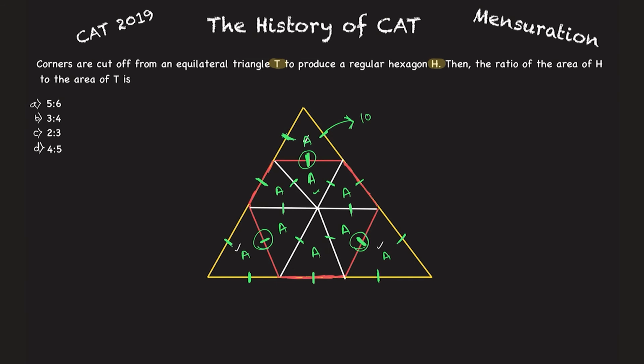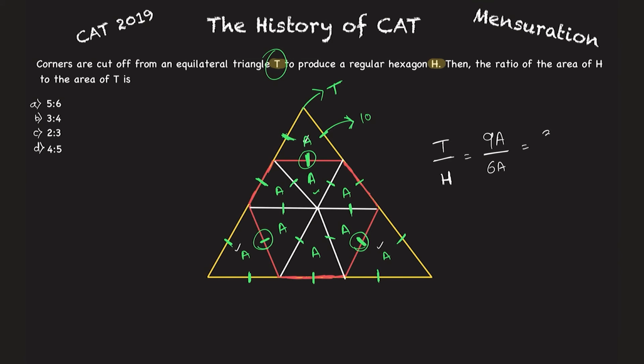Now what is the area of this bigger equilateral triangle? If this is T, how many A are there in this? Calculate how many A are there in this. If you can see it here, 1 2 3 4 5 6 7 8 9, so there are 9A. 9A is the area of this equilateral triangle, which is T. And the regular hexagon is H. Let's come to the regular hexagon here and check it. 1 2 3 4 5 6A. 6A is the area of the regular hexagon.